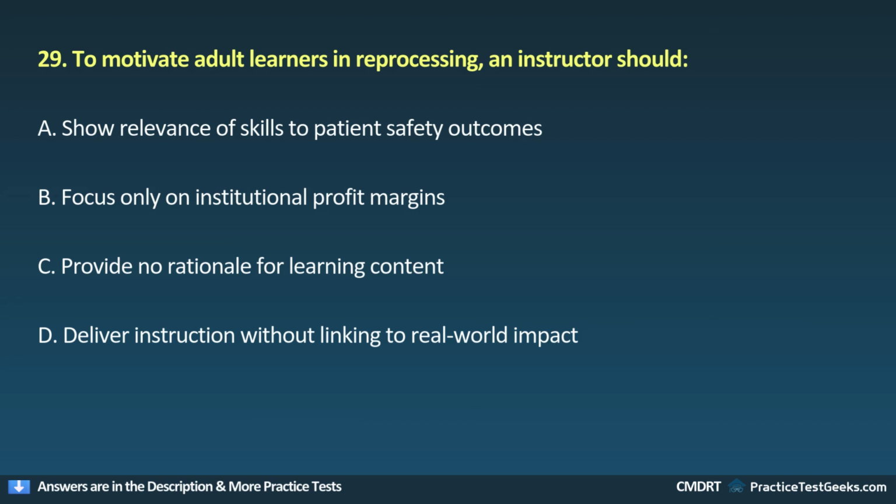29. To motivate adult learners in reprocessing, an instructor should: A. Show relevance of skills to patient safety outcomes. B. Focus only on institutional profit margins. C. Provide no rationale for learning content. D. Deliver instruction without linking to real-world impact.